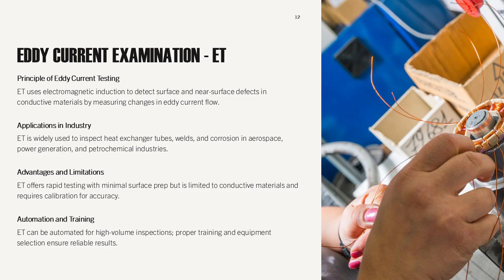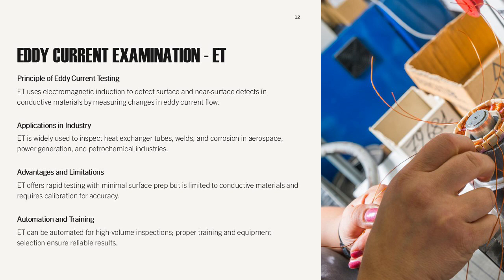Eddy current examination or ET is an electromagnetic technique used to detect surface and near-surface defects in conductive materials. The method involves inducing eddy currents in the material using a coil carrying alternating current. Discontinuities alter the flow of these currents, which is detected by changes in impedance. ET is highly sensitive to small cracks and can also measure material properties such as conductivity and thickness.